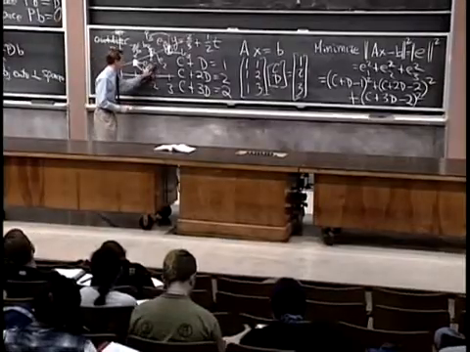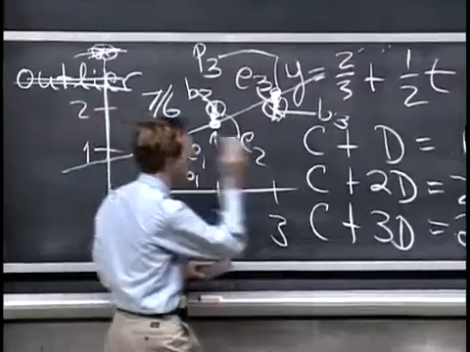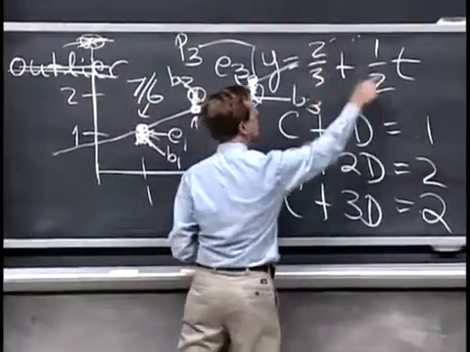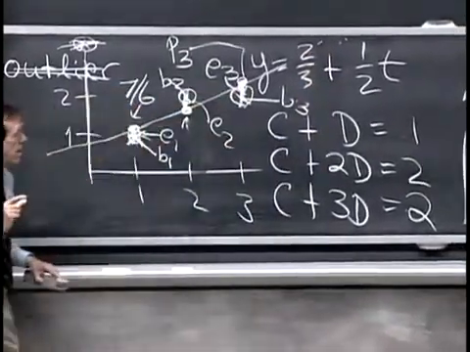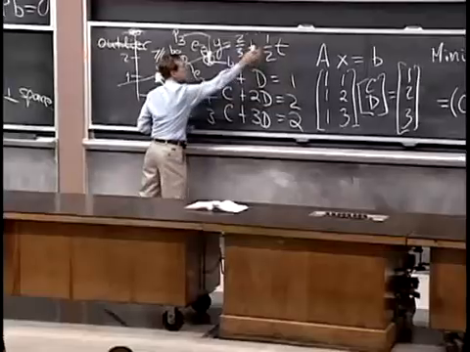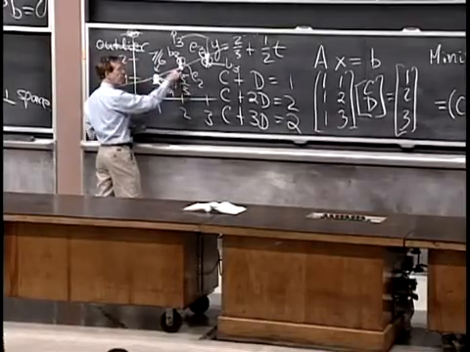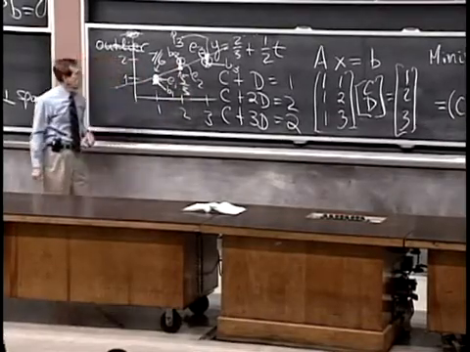What's P2? Okay. At the point t equal to 2, where's my line here? At t equal to 2, it's 2/3 plus 1, right? That's 5/3. 2/3, and t is 2, so that's 2/3 and 1 make 5/3. And sure enough, that's smaller than the exact 2.